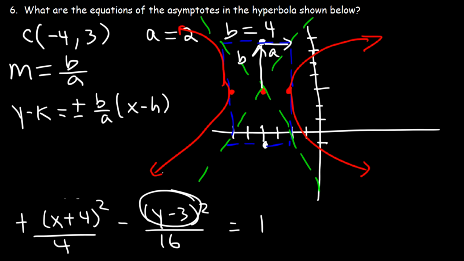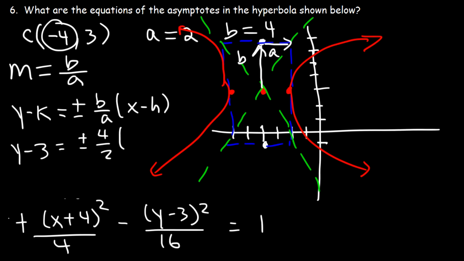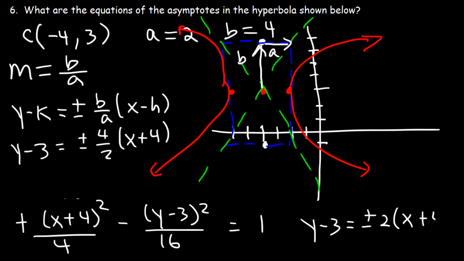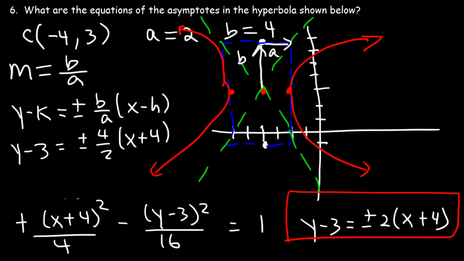Y minus k is basically what you see here. So that's y minus 3. K is positive 3. B is 4, and a is 2. H is negative 4, so x minus negative 4 is x plus 4. And we could reduce 4 over 2. So the answer is y minus 3 is equal to plus or minus 2 times x plus 4. These are the equations of the asymptotes.